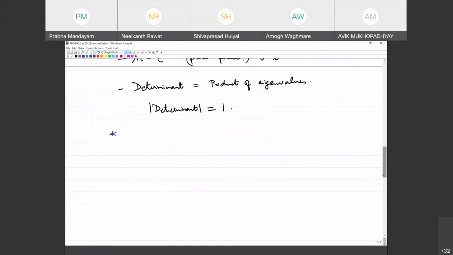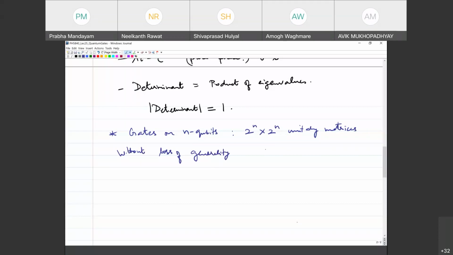So what about gates on n qubits? Gates on single qubits are just 2 cross 2 matrices. Gates on n qubits are essentially 2 to the n cross 2 to the n unitary matrices. So again, without loss of generality, we will say that these unitaries belong to what is called SU(2^n), the special unitary group of dimension 2 to the n. What is put in the bracket is nothing but the dimension of the space that these unitaries act on, right?